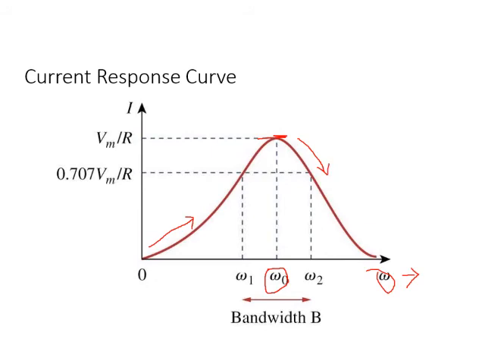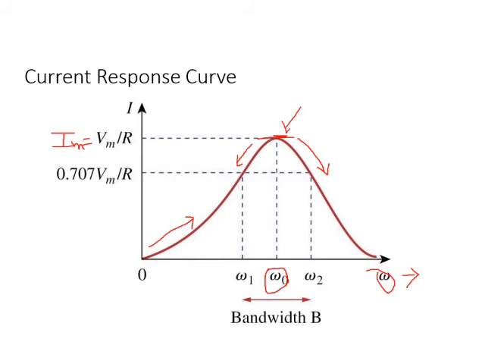On both sides of the curve, when the frequency is either decreased or increased, the current will reduce. So only at this resonance frequency does the current reach its maximum value. This is called the peak point or the resonant point. Here the current is maximum and is given by Vm by R. Also the power is maximum at this point.